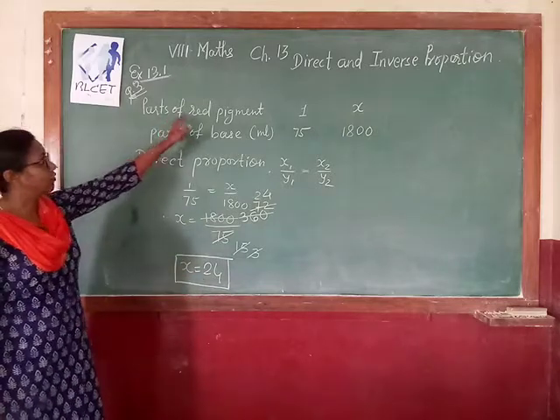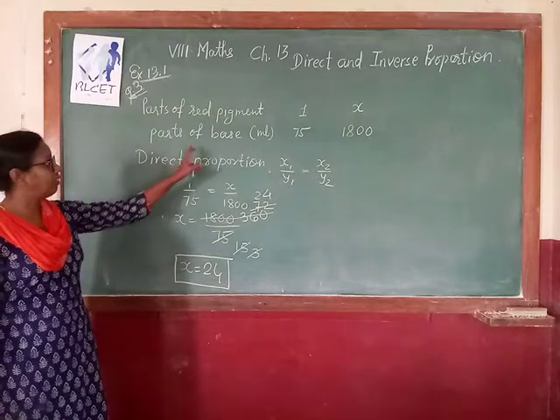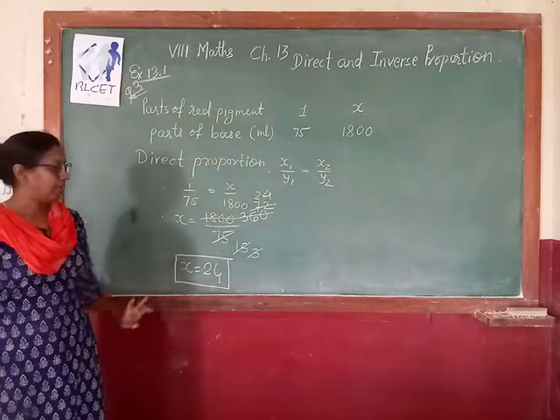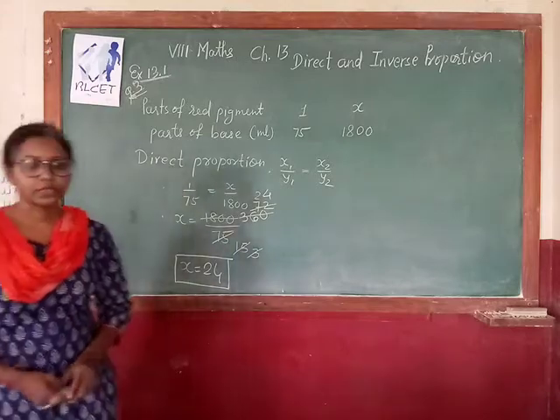So parts of red pigment required is 24 if part of base is 1800 ml. So this way we can solve question number 3. Move on to the next question.